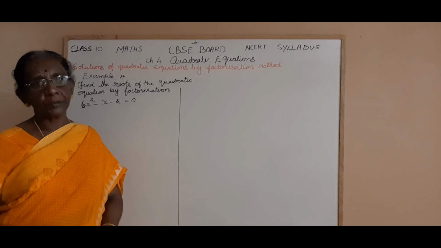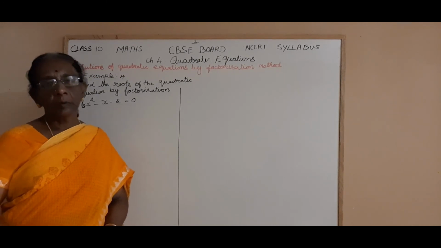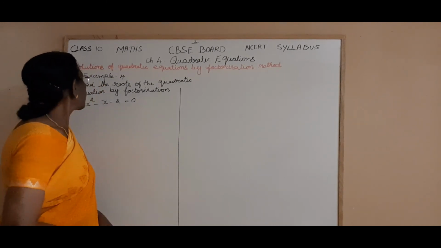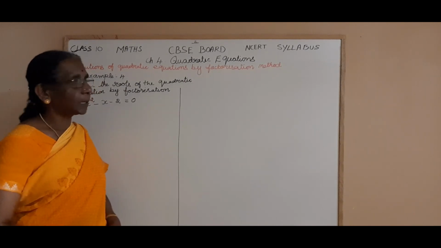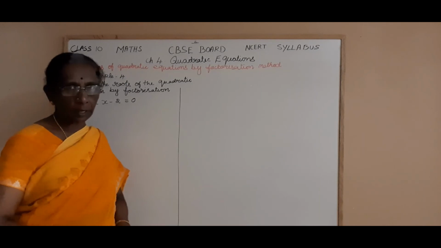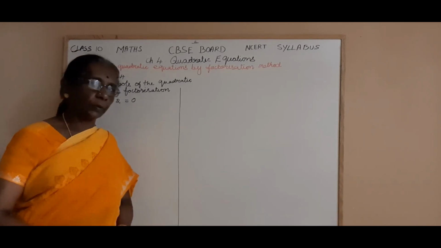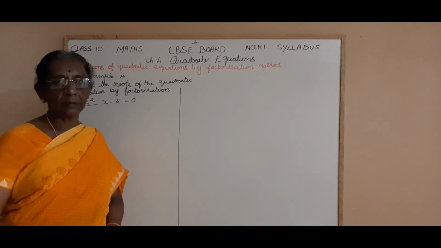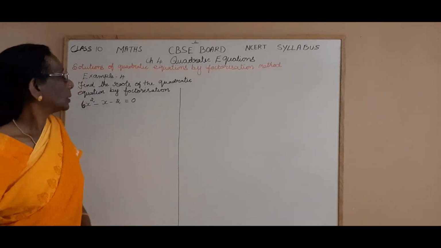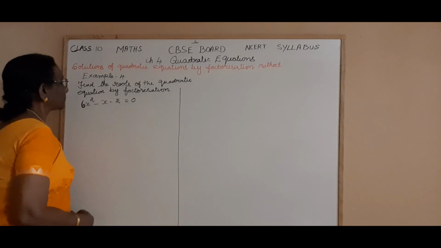And in this session, we'll continue finding the roots of the quadratic equation by the method of factorization. Okay, and for that we are going to use splitting the middle term. Already we have done some sums and we'll continue with example 4.